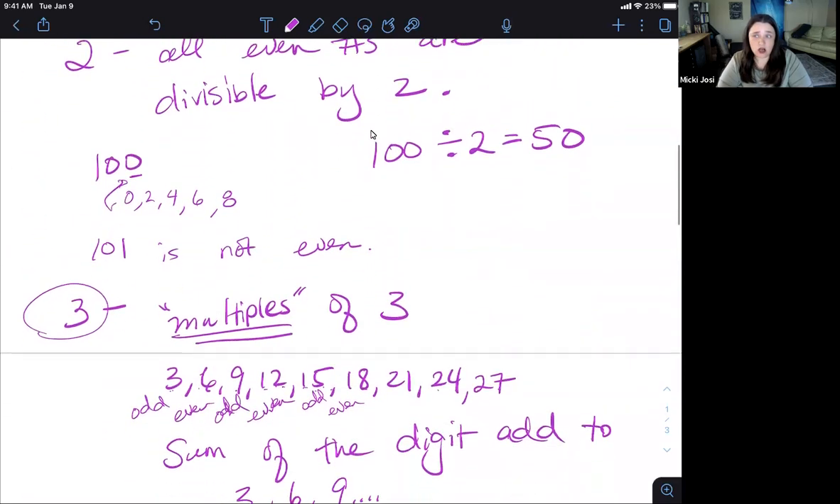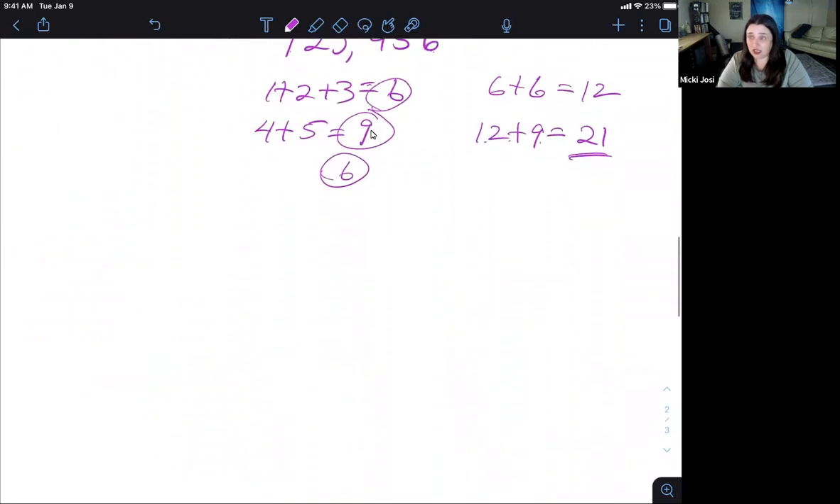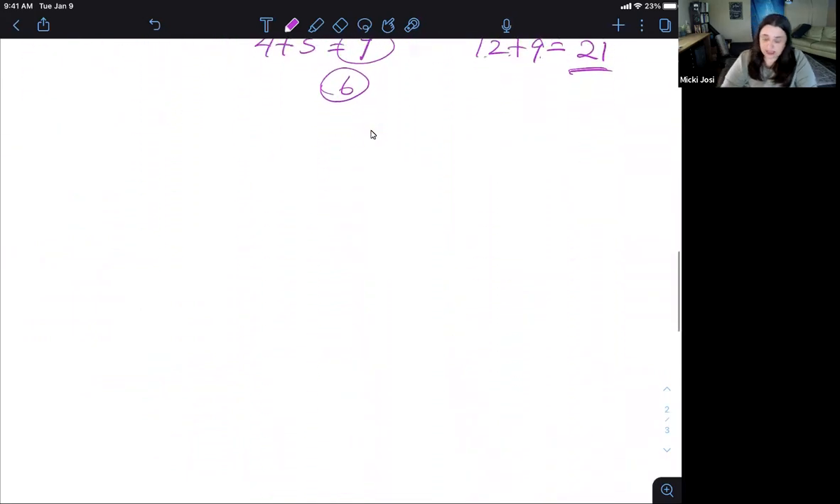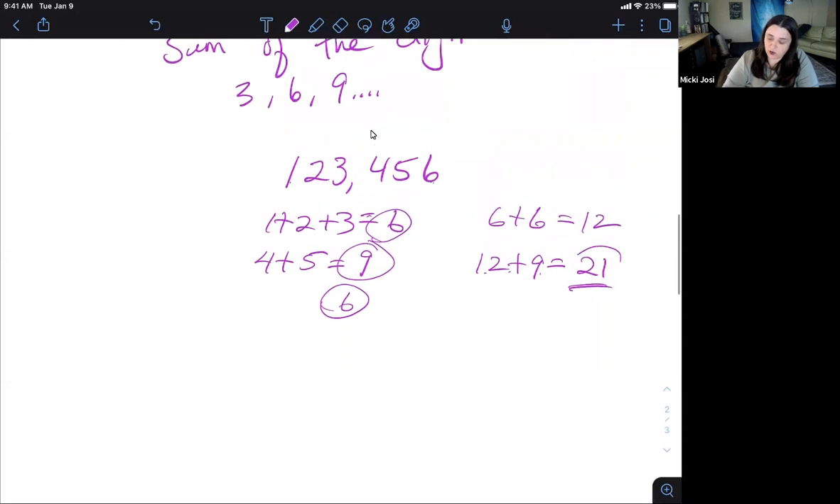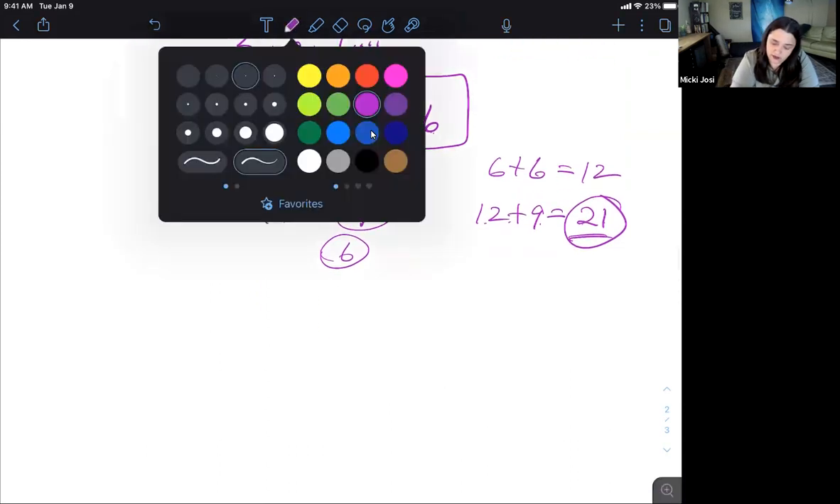There are more, but I don't want to spend this video doing that. I wanted to get to long division. So let's say we know, because this is 21 and 2 plus 1 is 3, that 3 is going to divide into this number evenly. So we're going to do long division.